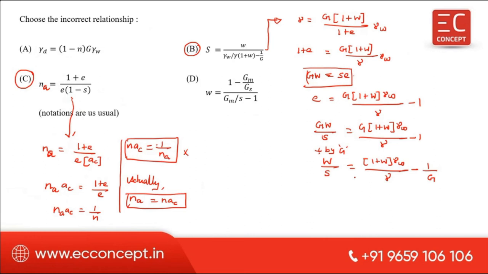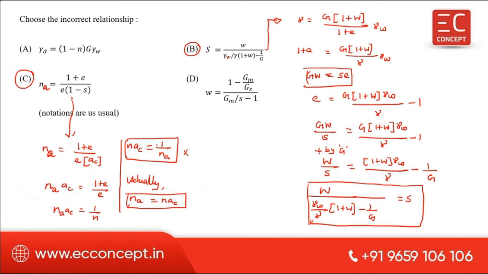Therefore S is equal, they are asking S, right? S is equal to w divided by gamma w divided by gamma into (1 plus w) minus 1, divided by G, which is the degree of saturation. This is the formula. If they gave 1 plus w in the numerator, then that is correct. But I personally feel there was a typing mistake, since in your question also they gave something like that. Maybe the question setters made a mistake here. I feel this should come in the numerator. If it comes in the numerator, then this is correct, but now these two are incorrect. So B is incorrect, C is incorrect. Understood? But this is correct only.